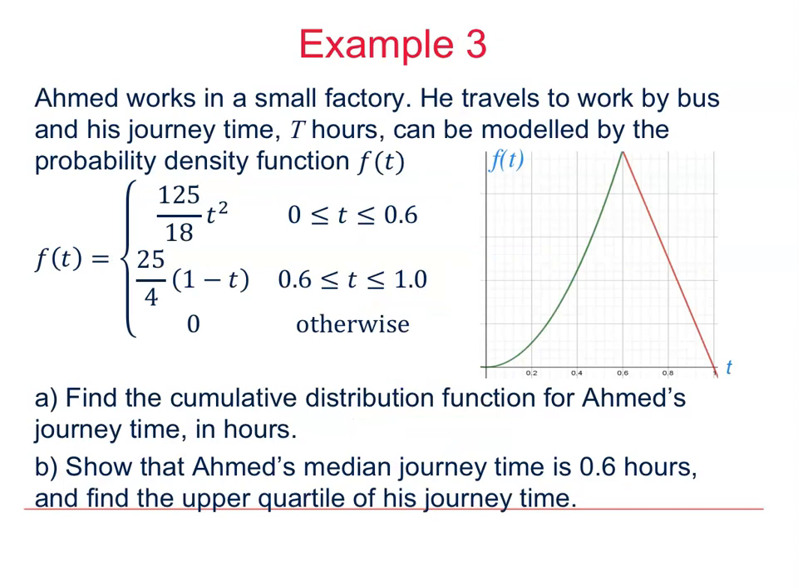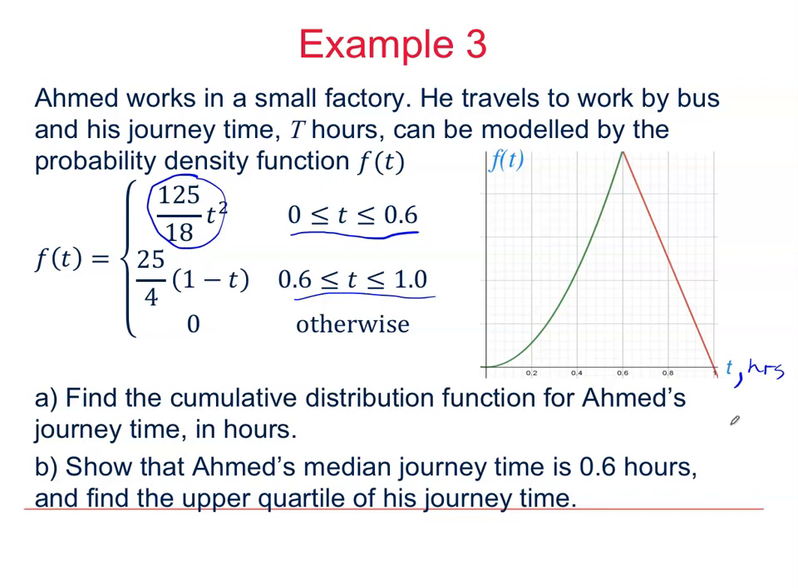Please pause the video to read through the example and to consider how you would answer the questions. This example is about Ahmed's journey to work, and we see the PDF is defined in two regions here. Firstly, from t equals 0 to 0.6 of an hour, so this actually should say hours here. The PDF is a quadratic curve, and here is the function for that quadratic. And then for t lying between 0.6 and 1.0, we have this straight line graph running down and passing through where t equals 1.